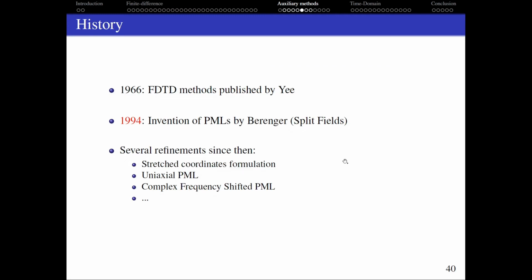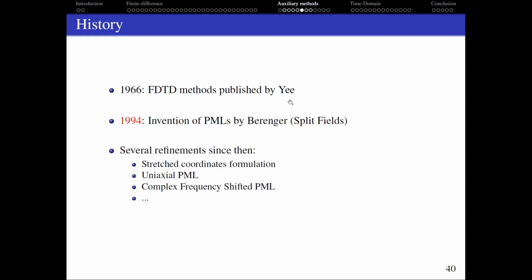And the issue is that the FDTD method was first published in 1966, but the PMLs were actually defined in 1994. And so it took about 30 years before the FDTD could actually be properly used.